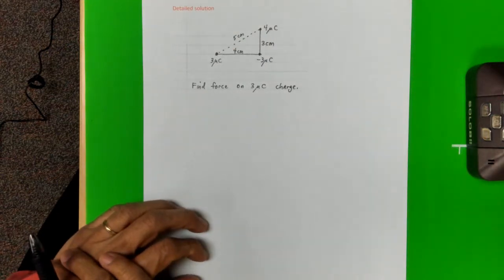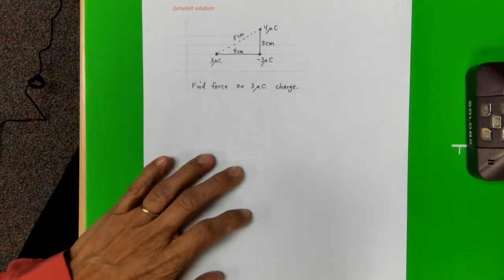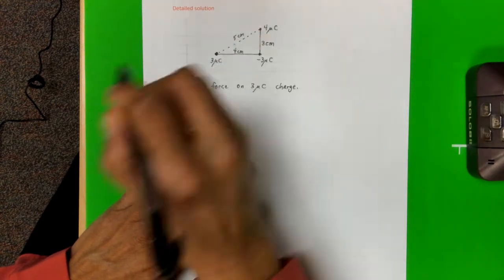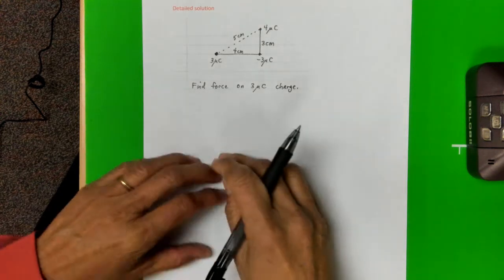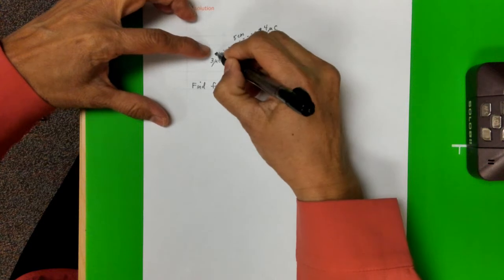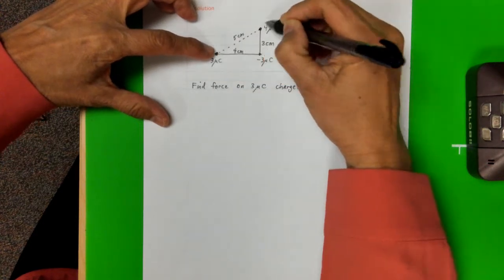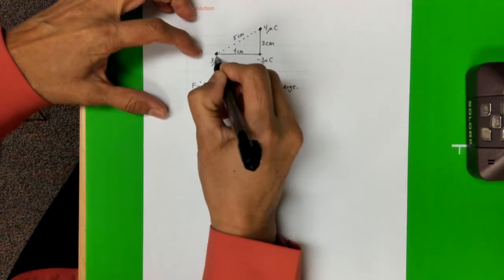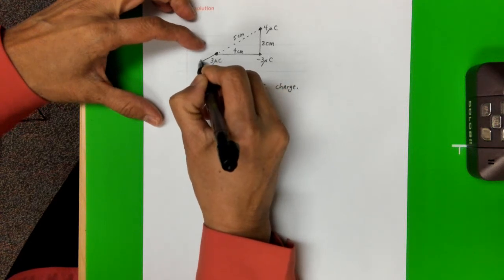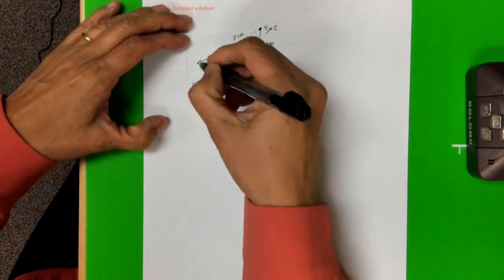Okay, this is the solution where you need to see every step. So your goal is to find the force on this charge, the 3 microcoulomb charge. You have to look at every pair of charges. So first let's look at this one, the 3 and the 4. They're positive, so there's a repulsive force, and therefore it's acting in this direction. I'm going to call that one F1.